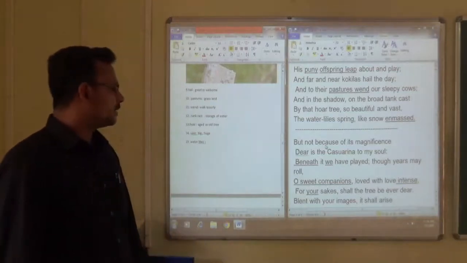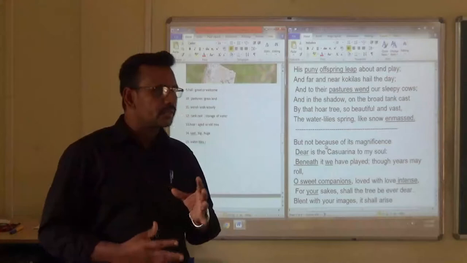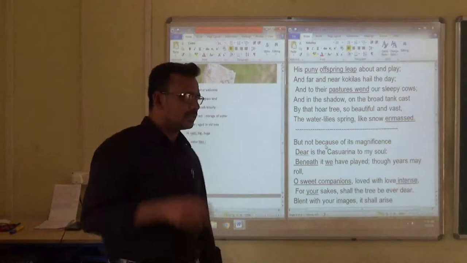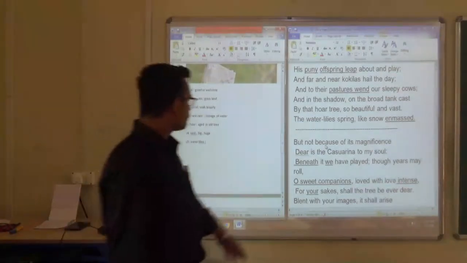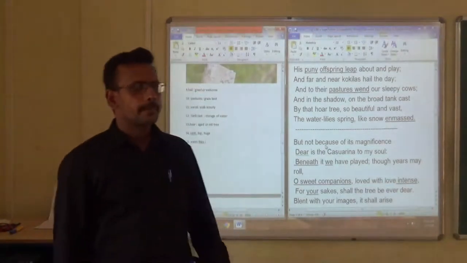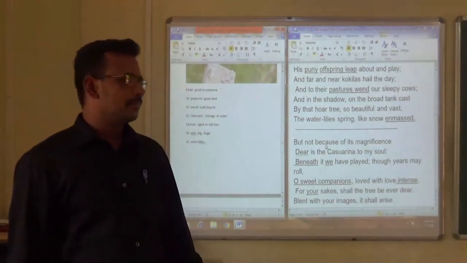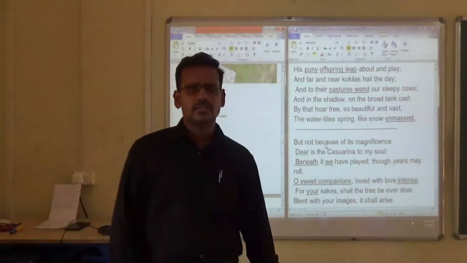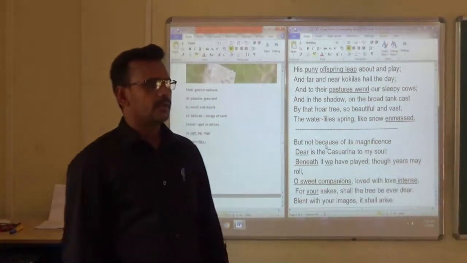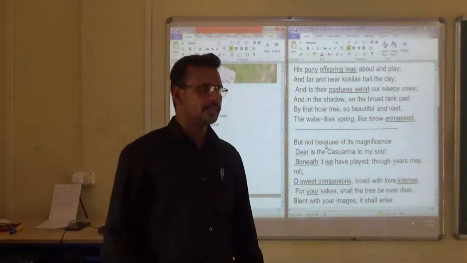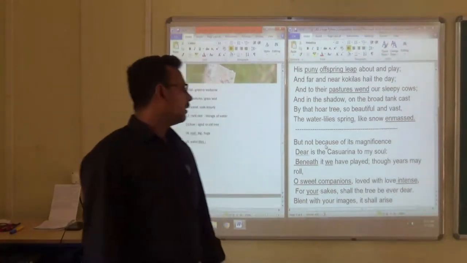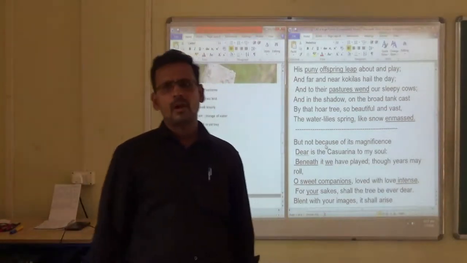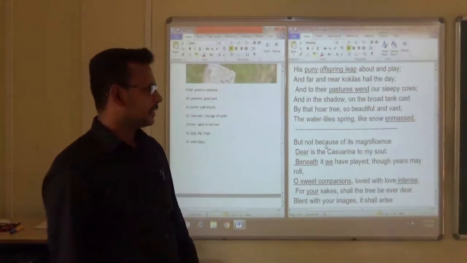Loved with love intense. The three members loved each other. Intense means a very strong feeling. In this line I want to say one important thing. Toru and her brother and sister, these three members, suffered from the disease called tuberculosis. They lost their life because of this disease. And in that time Toru wrote this Casuarina tree in memory of her brother and her sister.